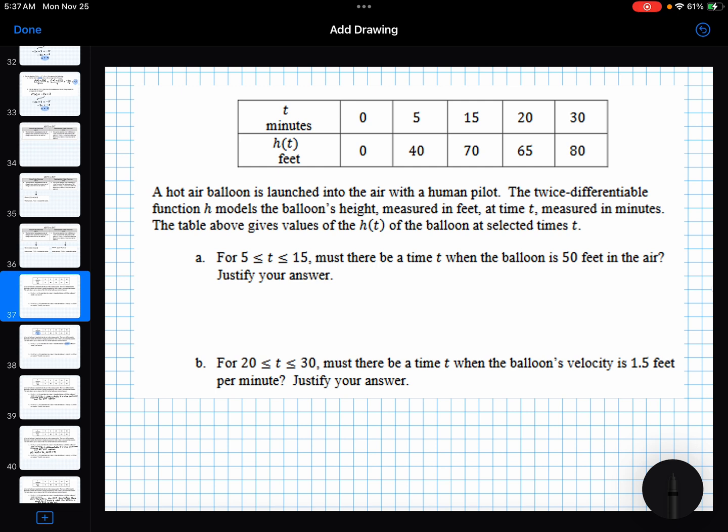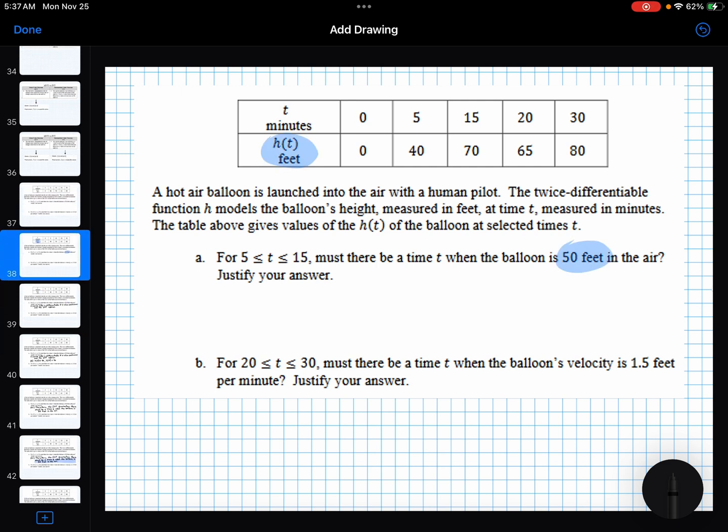So think about this. They gave me the height, and they're asking me to prove that the balloon is at a specific height, right? Not the derivative of the height, at a specific height at some time on this interval. They gave me a function. They want me to prove the function's equal to a specific value. This is going to be intermediate value theorem. All right?